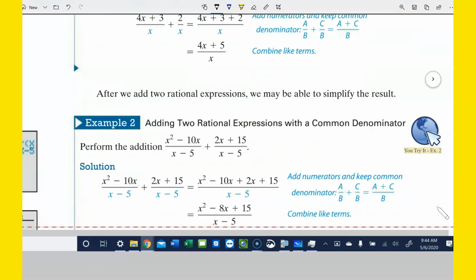All right. Let's look at example 2 here. Question, does it already have a common denominator? Yes, it does. When it already has a common denominator, that's good. All you've got to do is just combine all your like terms on top.